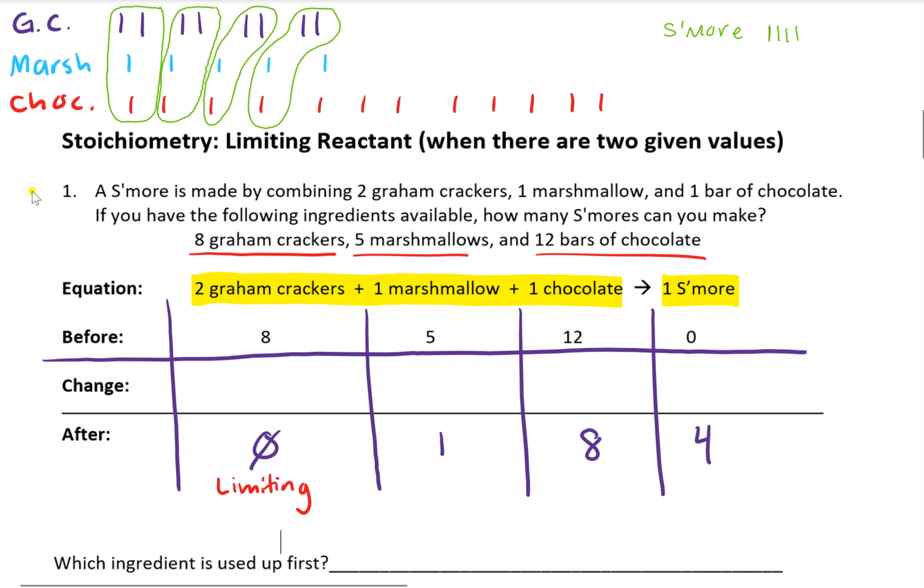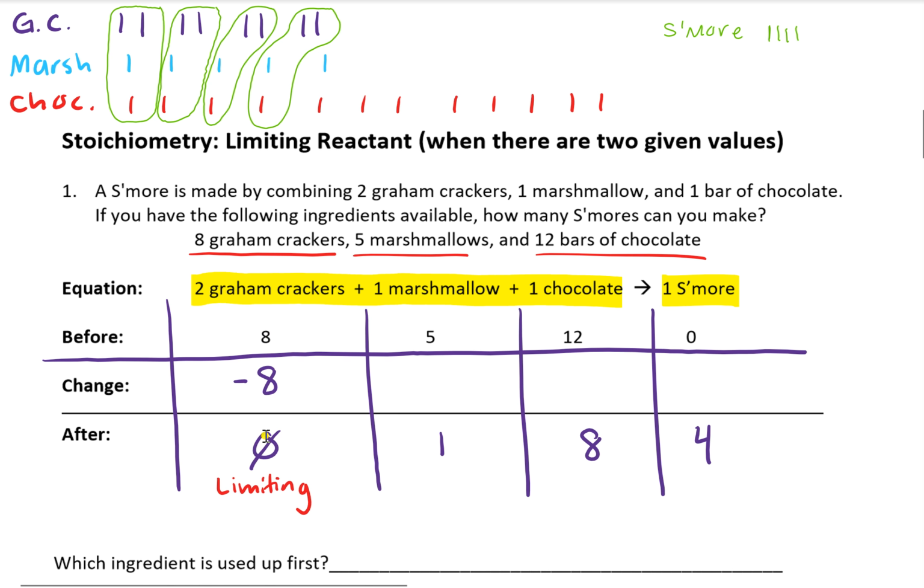Since graham crackers is your limiting reactant, that limiting reactant determines how much of everything else is being used and made. In order to end with 0 graham crackers, we have to subtract all 8 graham crackers. We're using all 8 graham crackers. So if I just focus in on this 1 graham cracker column, I'm starting with 8 graham crackers, using 8 graham crackers, and ending with 0 graham crackers. So I read it as before combined with the change equals the after.